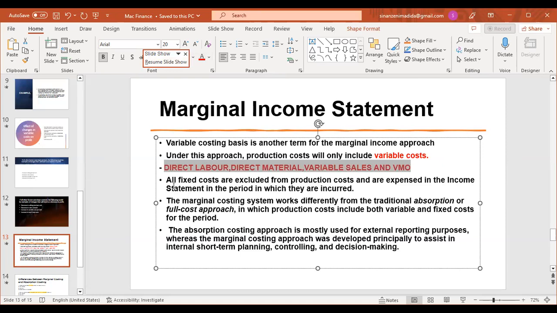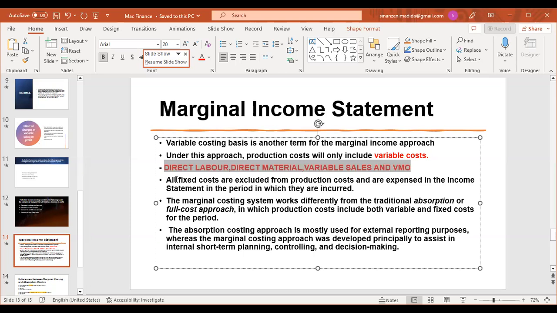What happens to the fixed cost when we are looking at the marginal income statement? All fixed costs are excluded from production cost and are expensed in the income statement in the period in which they are incurred. I will show you guys how we exclude all the fixed costs. We first direct our interest to the variable cost.